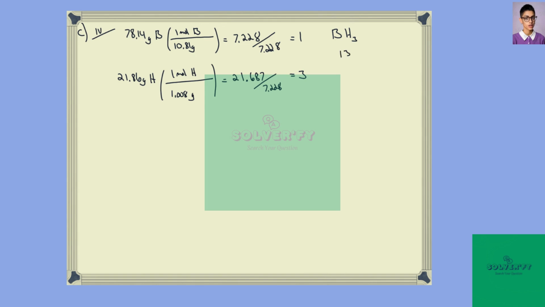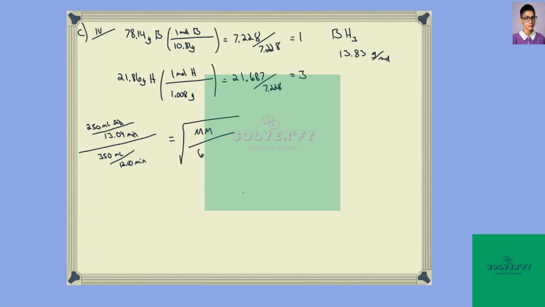Okay, now let's use the rates of effusion to calculate the molar mass of this compound. We take the ratio of the rates of effusion. Each rate is defined as the volume that effuses per unit time. This is the rate for the effusion of sulfur dioxide. This is the rate for effusion of our unknown boron hydride. That will be equal to the square root of the molar mass of our unknown boron hydride divided by the molar mass of SO2.